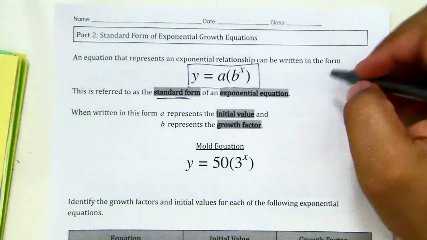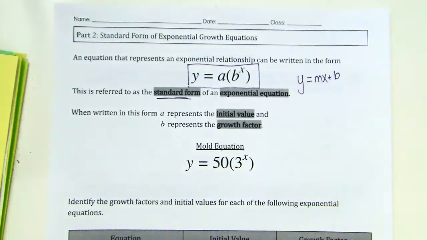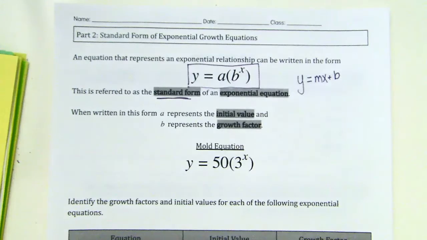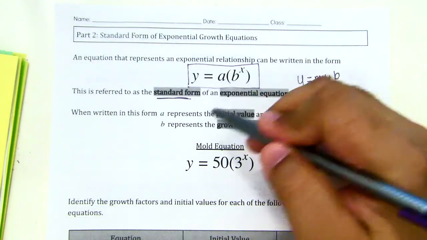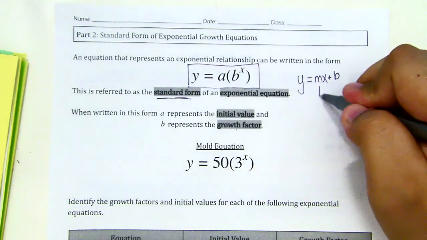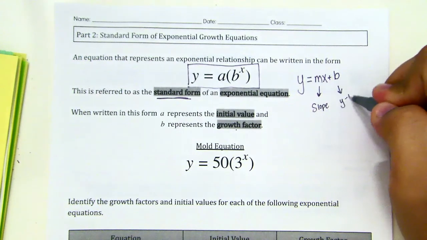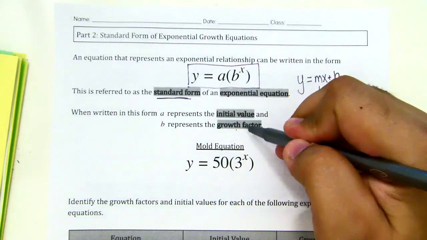Kind of like when we talked about linear equations look like this: y equals mx plus b. Exponential equations look like this: y equals a times b to the power of x. So you have different types of equations. Now, when we have this equation here, we say that a is the initial value, and we say that b is the growth factor. So kind of like, remember when we talked about this here, we said that m was the slope, and we said that b was the y-intercept. So we have a similar relationship here, except instead of talking about slope and y-intercept, now we're talking about an initial value and a growth factor.